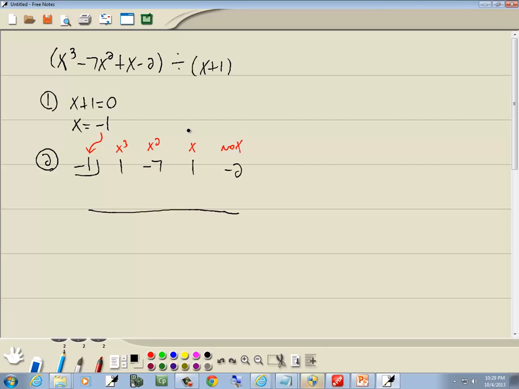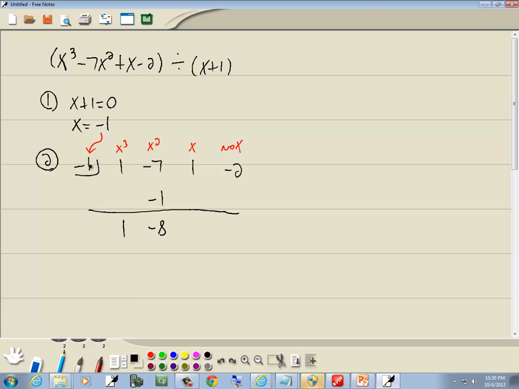Now we're going to go through a series of adding and multiplying over and over until we're done. So we'll start with our far left column. We'll add. 1 plus nothing is 1. Then we're going to multiply. You always multiply by the number up in the box, by the number you just put down here. Negative 1 times 1 is negative 1. Then we want to add. Negative 7 plus negative 1 is negative 8.